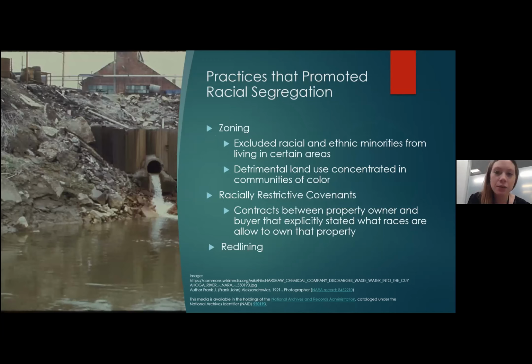In terms of practices that promoted racial segregation, you had zoning practices that excluded racial and ethnic minorities from living in certain areas and caused them to live in less desirable areas, like pictured on the slide, where there might be harmful waste in the environment. There was detrimental land use concentrated in communities of color. There were also racially restrictive covenants, contracts between property owners and buyers that explicitly stated what races were allowed to own that particular property. And then there was redlining.